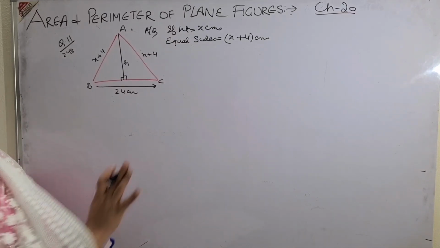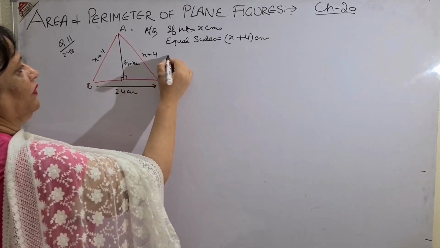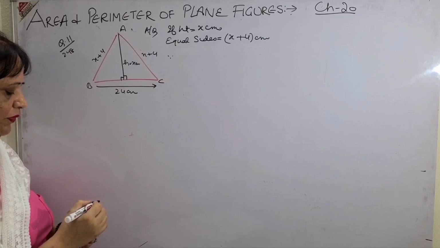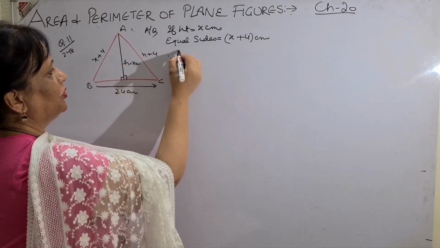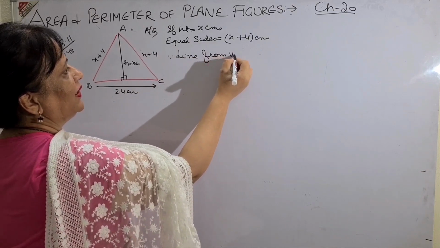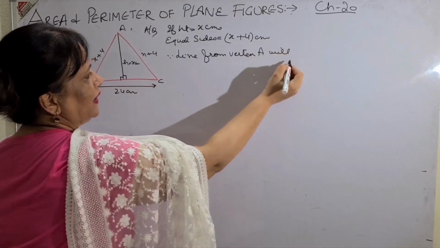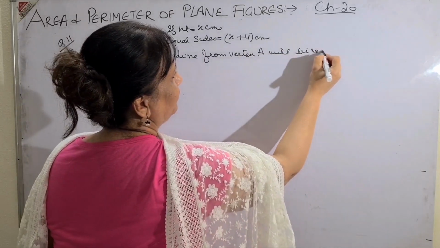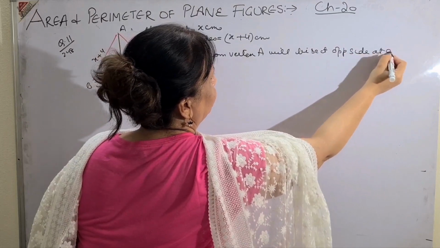So let the height be x centimeter, so put it x centimeter. Now we start with the theorem which I gave you in the previous question also. It is an isosceles triangle, so you mention it: the line from vertex A will bisect the opposite side at 90 degree.